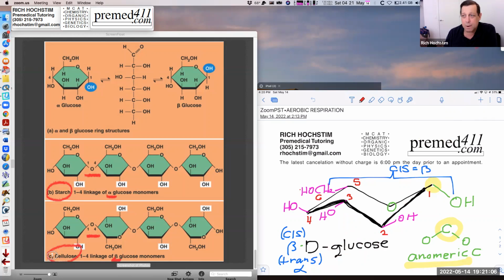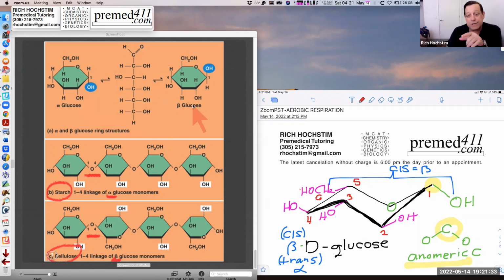Hey folks, we're going to take a look at glycolysis, decarboxylation of pyruvate, Krebs cycle, and the electron transport chain. Starting out with a little bit of orgo on glucose. Here is alpha glucose, and this is beta glucose. They exist in equilibrium with the linear form, but they predominate as far as concentration goes.